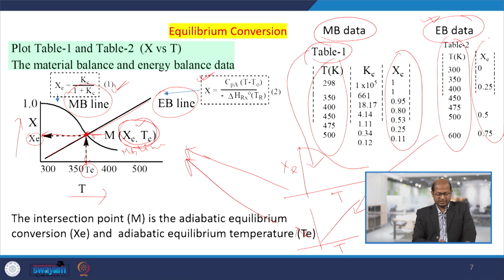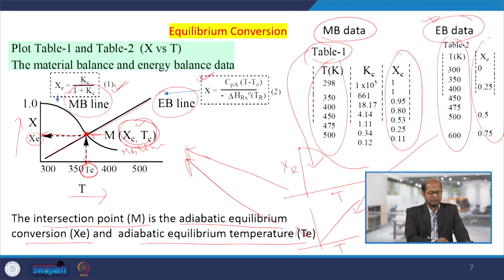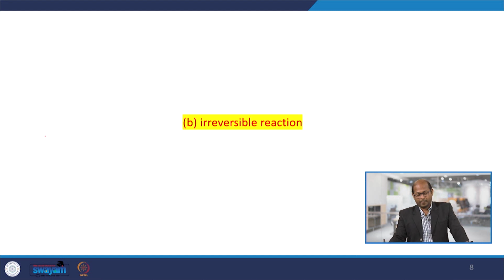So, this intersection point M is the adiabatic equilibrium conversion and adiabatic equilibrium temperature, meaning if we conduct the reactions inside the reactors under adiabatic operations and maintain this temperature, then we will get these conversions. So, reversible reactions we have discussed. I think it is clear: energy balance lines and material balance lines for reversible exothermic reactions.